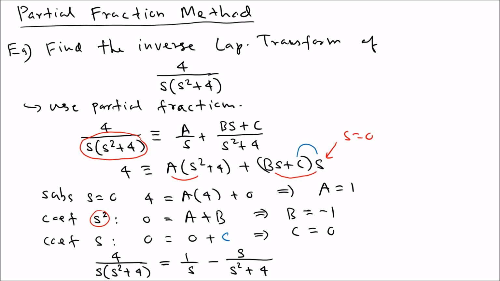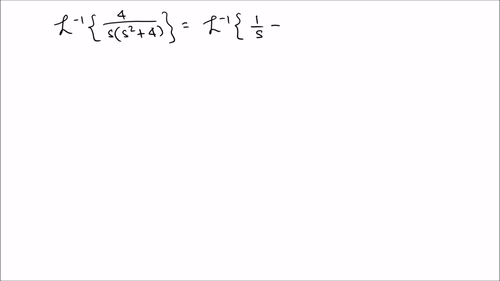Good. So that means we can write the answer right now, because we know this is 1 over s minus s over s squared plus 4. So that means the answer is, we can write now L inverse of 4 over s squared plus 4. You can replace what is inside by the Laplace partial fractions. It was 1 over s minus s over s squared plus 4.